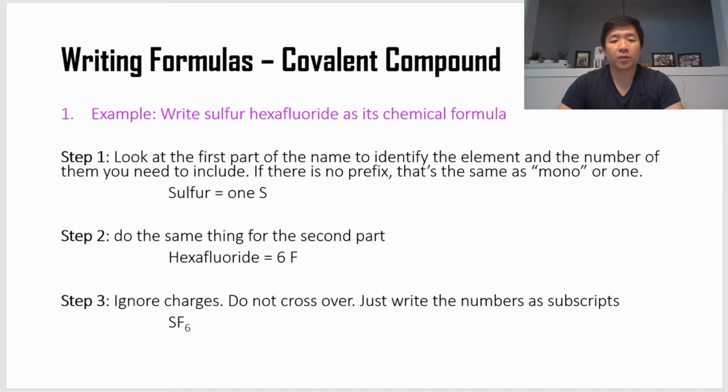Step 2, we're going to do the same thing for the second part, hexafluoride. Fluoride is fluorine, hexa is 6, that means we have 6 fluorines. We're going to ignore the charges, do not cross them over, we're just going to write the numbers as subscripts. Okay, so charges only apply for ionic compounds. So it's going to be SF6.